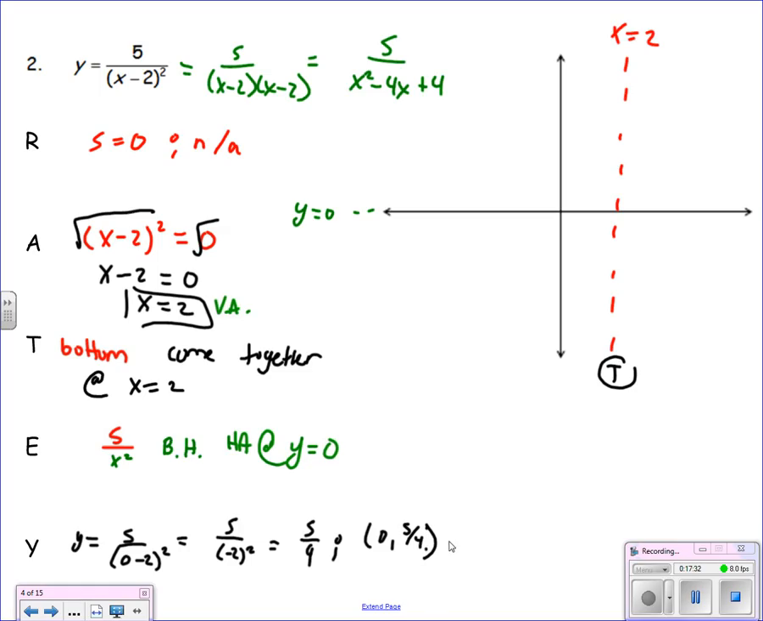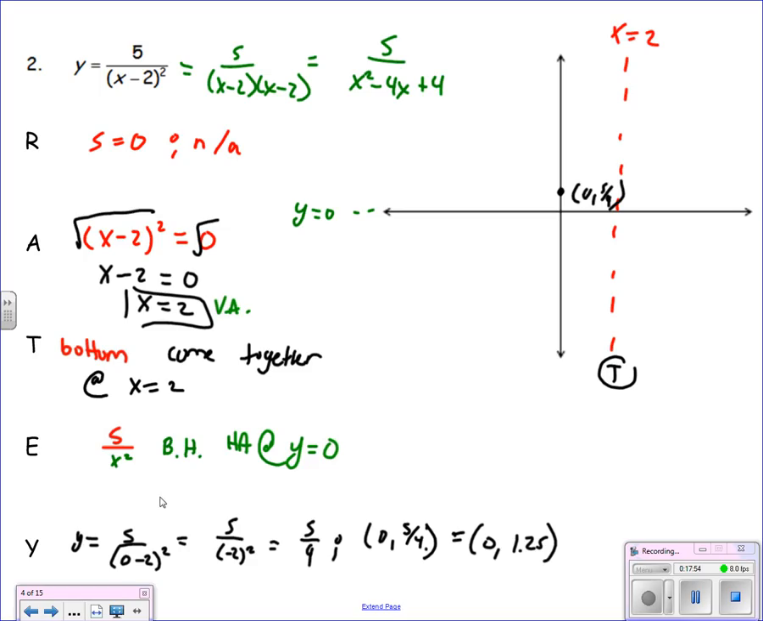Which is the same thing as 0 and 1.25 for those who like decimals. So that's about here. You don't have to turn it to a decimal. You just have to put it in the approximate location. I like fractions just a little better.